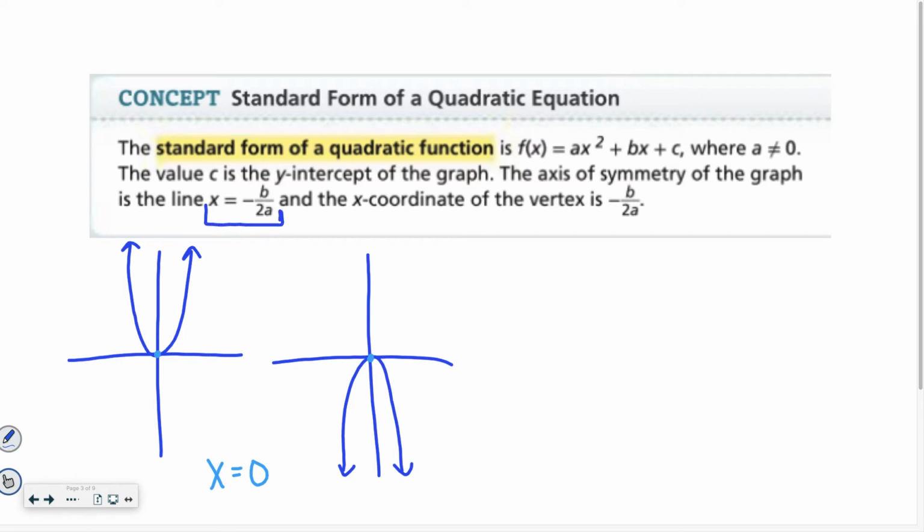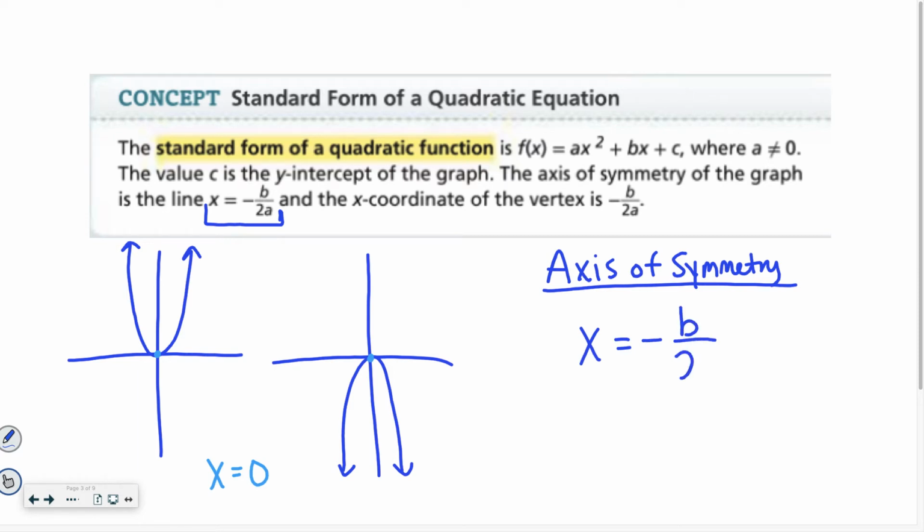x equals, so I'm going to write axis of symmetry. I highly recommend writing this down and having it somewhere while you work on your assignment. This is something you need to memorize before our test. Okay, but the axis of symmetry is x equals -b over 2a. If people remember that formula, they do just fine.